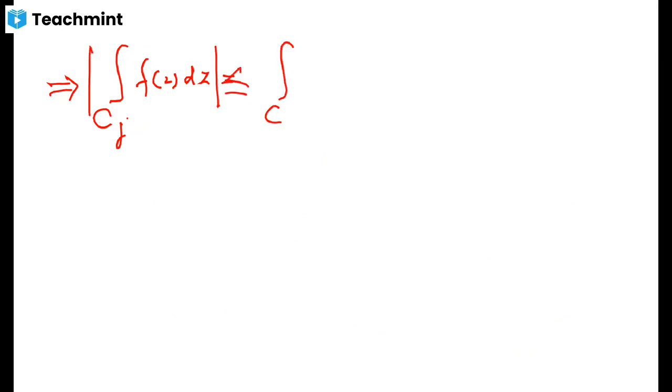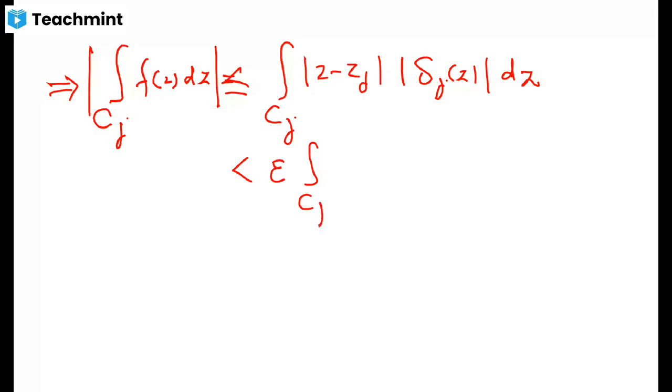That means the integral over Cj of f(z) dz, let me take the modulus also, has to be less than or equal to the integral over Cj of mod (z minus z_j) times mod of Δj(z) times mod dz. But this modulus of Δj(z) is less than epsilon, so it has to be less than epsilon times the integral over Cj of mod (z minus z_j) mod of dz.